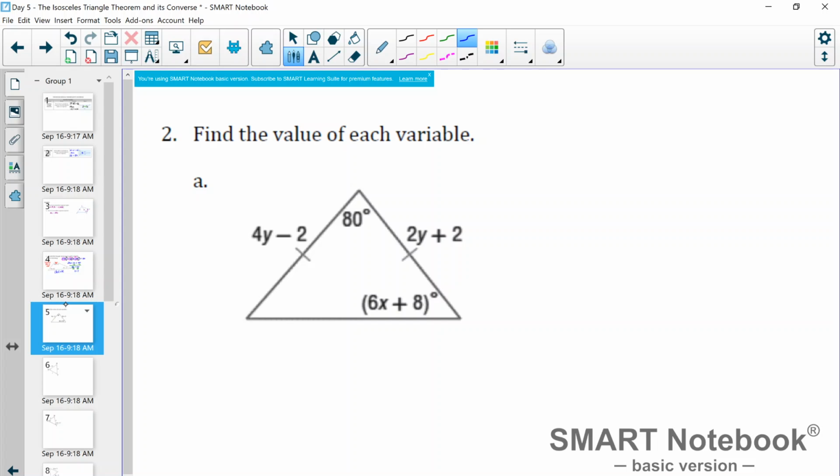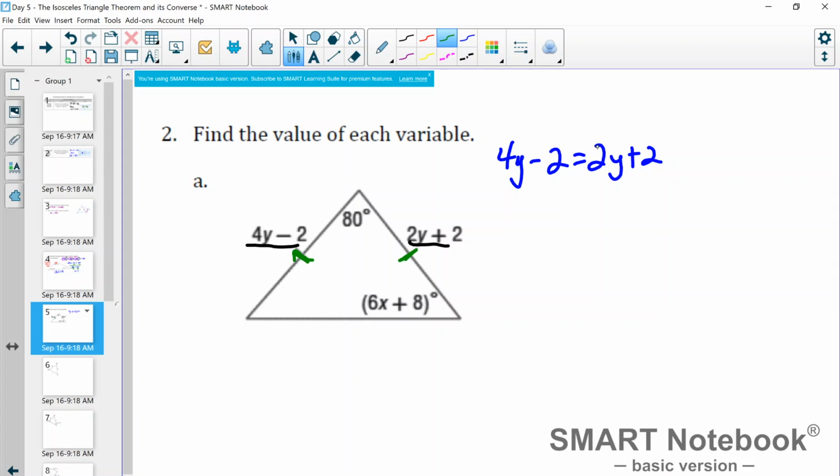For problem 2, we are tasked with finding the value of each variable. So I need to figure out what the value of y is, and I have to find out the value of x. First things first, let's look at our sides. We're told that these two sides are the same. And I know they're the same because we have the little slash in between them. So a single slash on each side here tells me they are the same. And when two things are the same, all I have to do is set them equal to each other. So 4y minus 2 is equal to 2y plus 2.